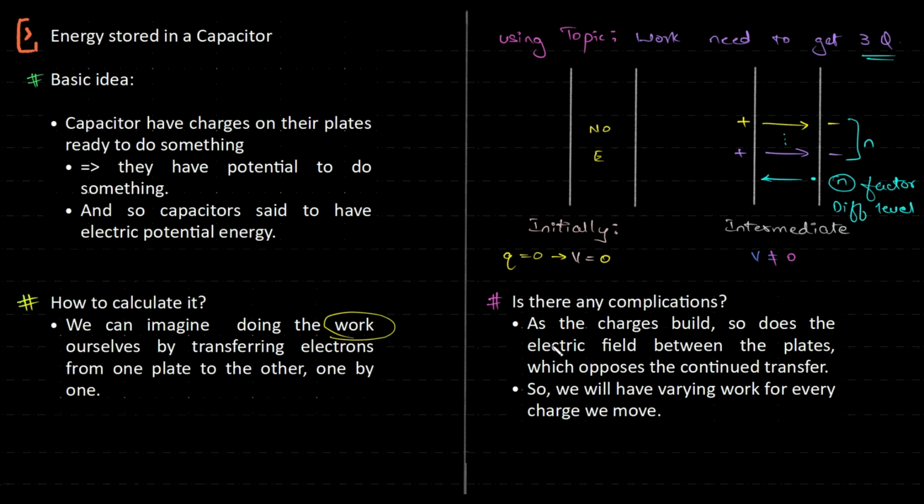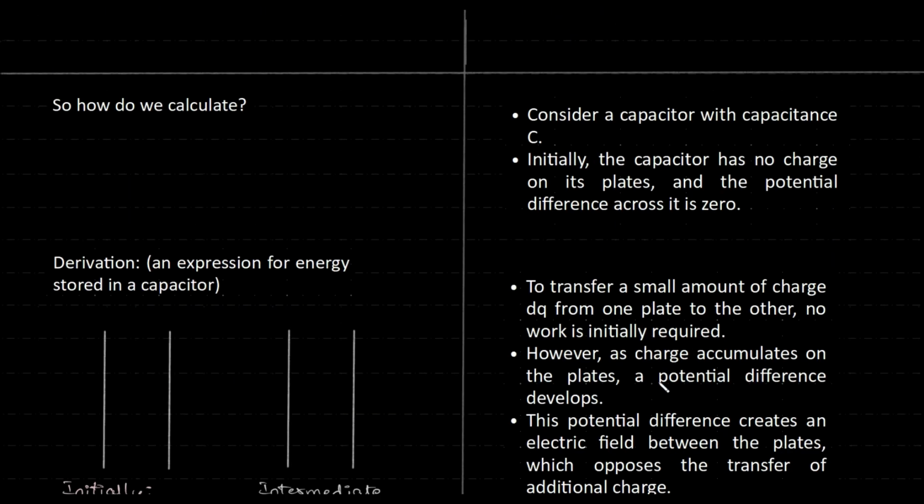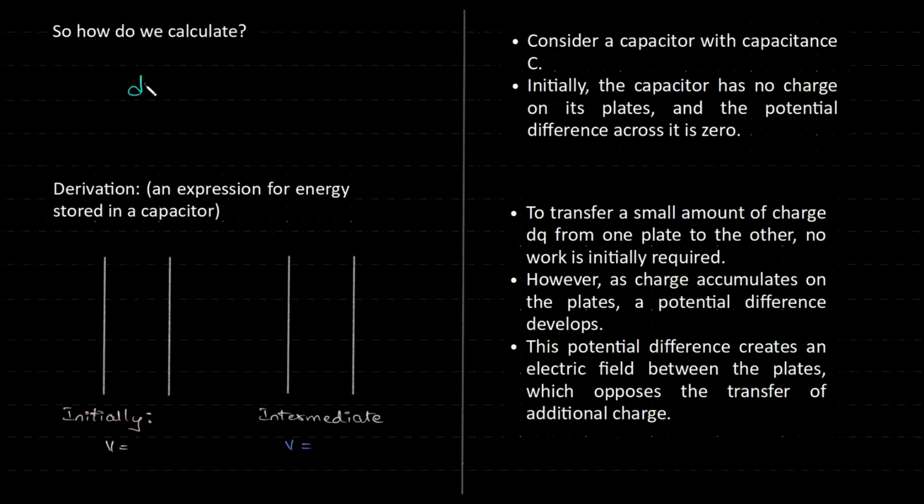So we will have various work for every charge we move. Each time we move a charge, the amount of work will not be constant. It's not a simple multiplication and addition. But we know we have a tool. What is that? We'll make use of first the smallest work and then add them all up using, correct, integration. Does it make sense? Then let's start with the derivation.